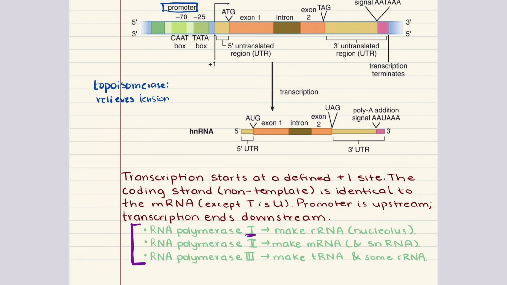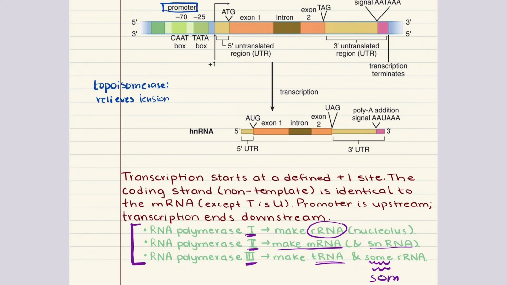RNA polymerase 1 synthesizes ribosomal RNA, and that happens in the nucleolus. RNA polymerase 2 is the one we're interested in. This is the most important for us now because it synthesizes messenger RNA. It also makes small nuclear RNA, which helps with splicing. We'll get to that later. RNA polymerase 3 synthesizes transfer RNA, and it also produces some ribosomal RNA.